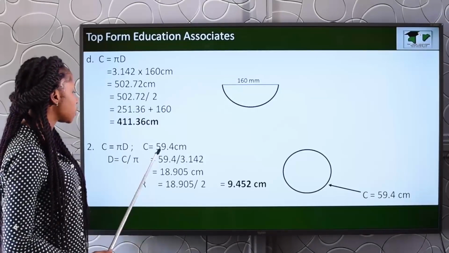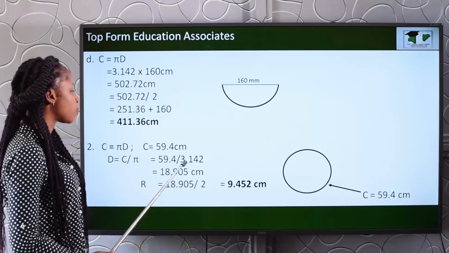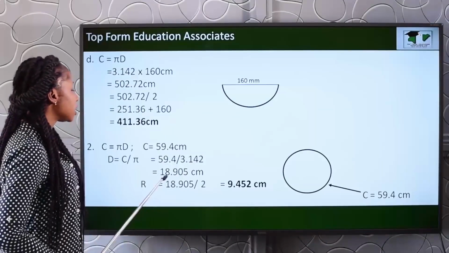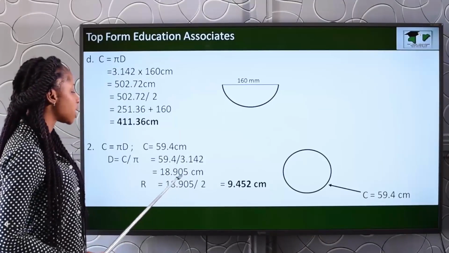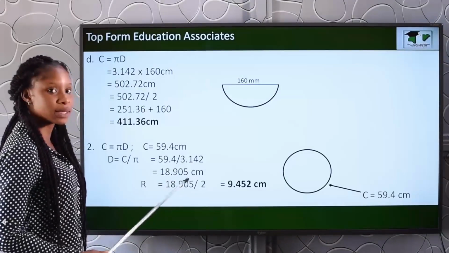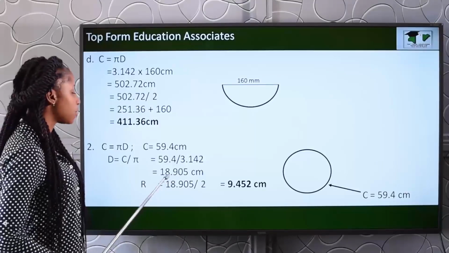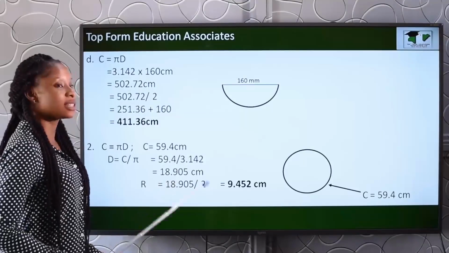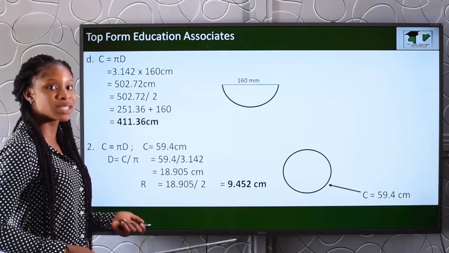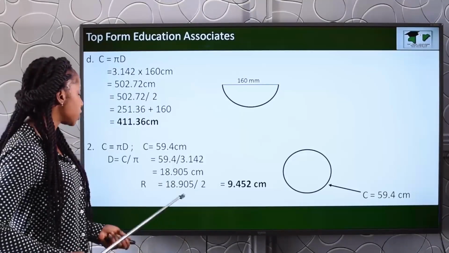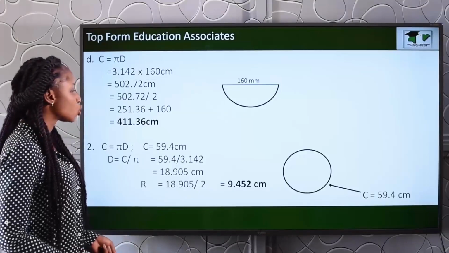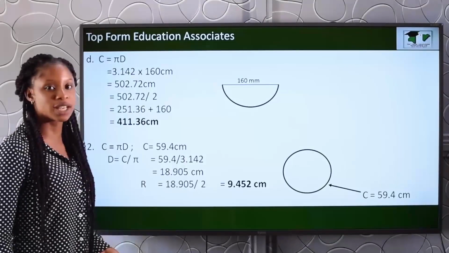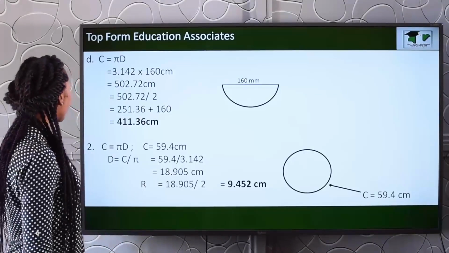All right, so the c is 59.4 centimeters. We divide it by 3.142, which is our constant pi. And our answer is 18.905 centimeters. So this is the diameter we have gotten. So remember from our study, we said that diameter is twice its radius. So we simply divide the diameter by 2 to get our radius. If you got this question correct, please put your hands together for yourself.